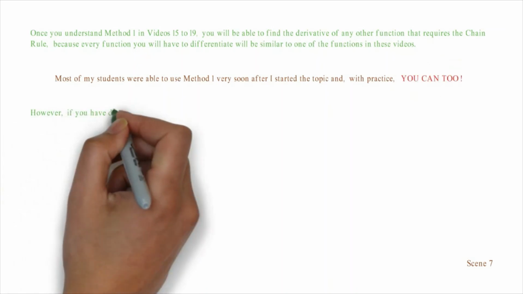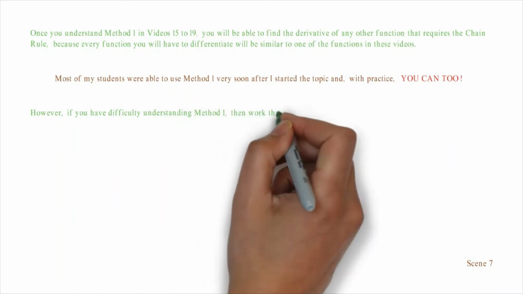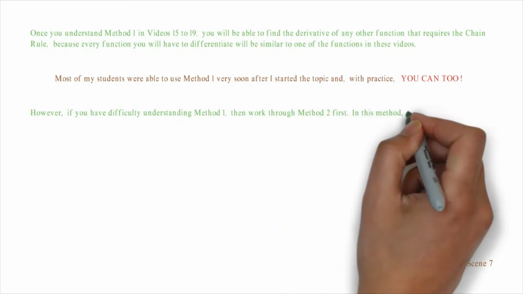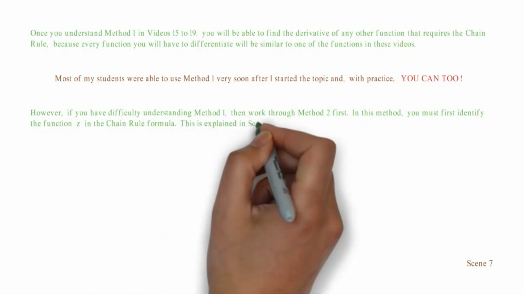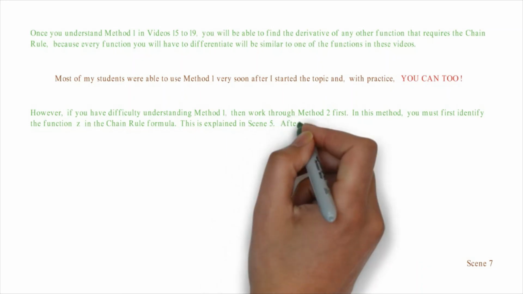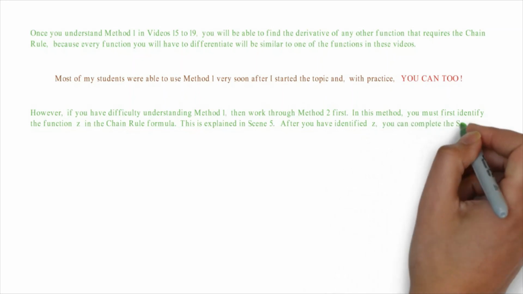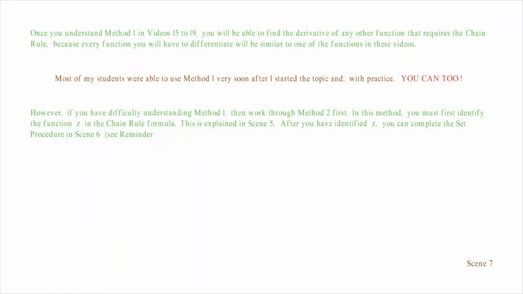However, if you have difficulty understanding method 1, then work through method 2 first. In this method, you must first identify the function z in the chain rule formula. This is explained in scene 5. After you have identified z, you can complete the set procedure in scene 6. See reminder 1 in scene 8.